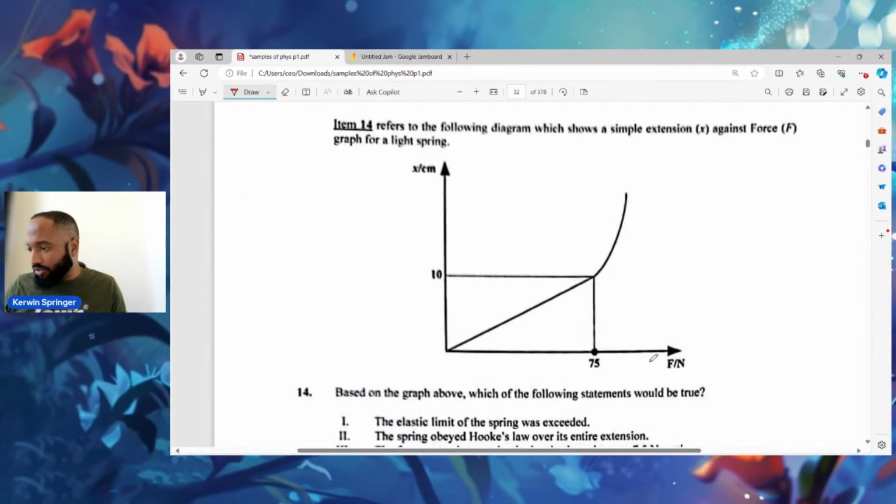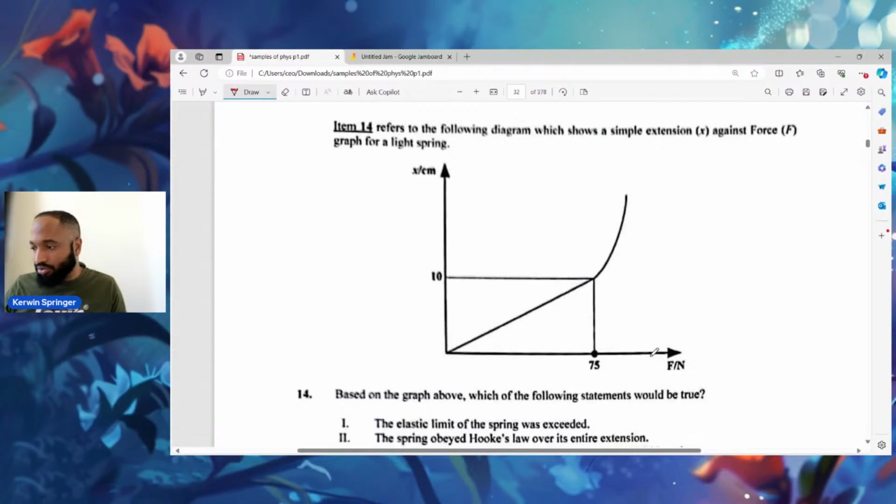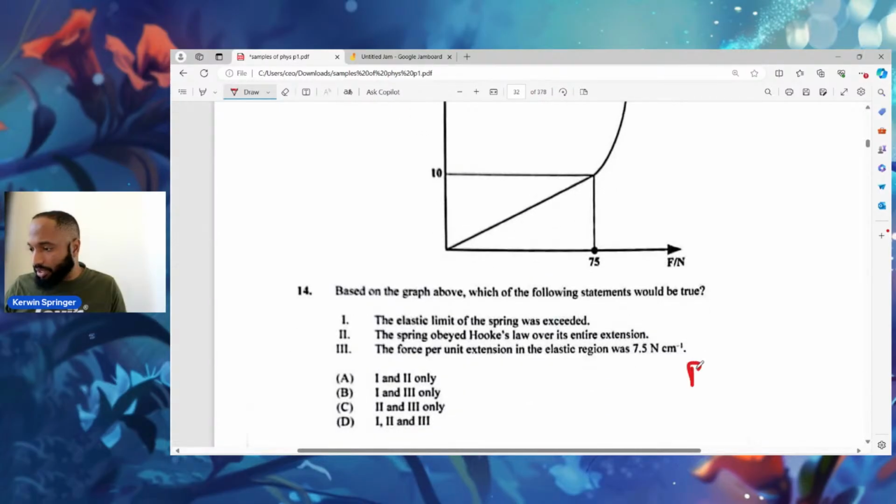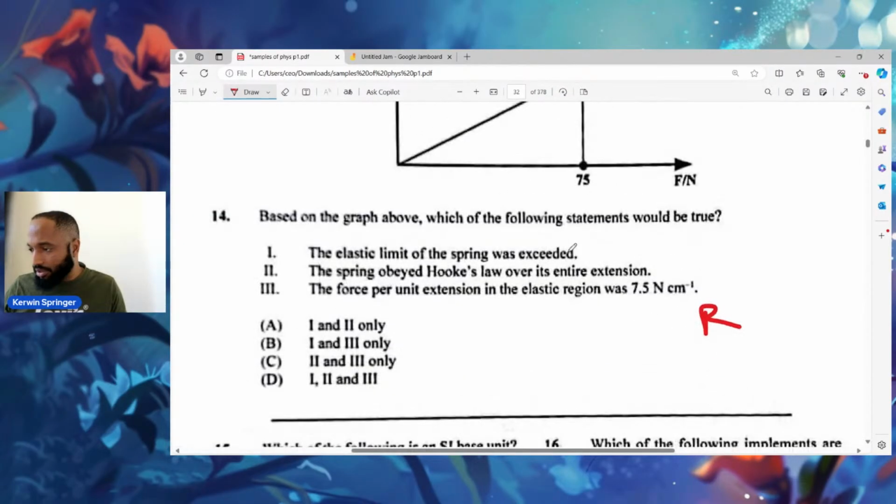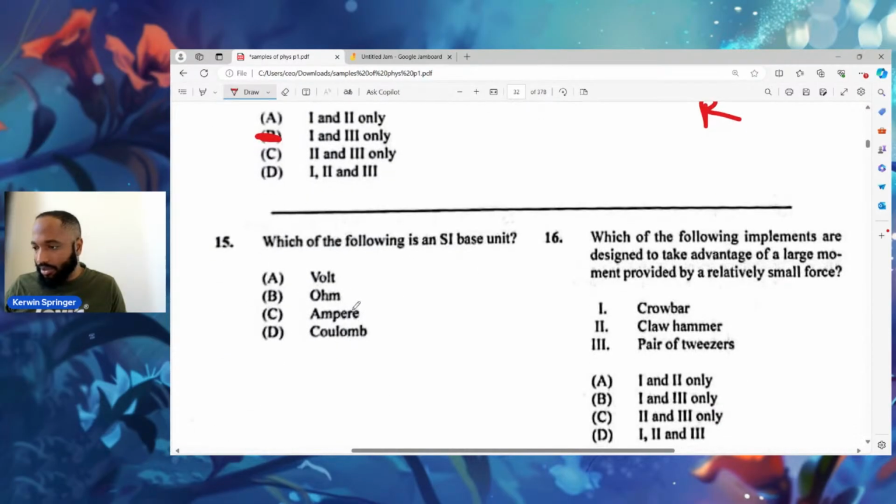Based on the graph above, which of the following statements would be true? This is a repeat. True, true. So 1 and 3 was the answer, B. Which of the following is a SI base unit? Not SI, not SI. Amperes, SI.